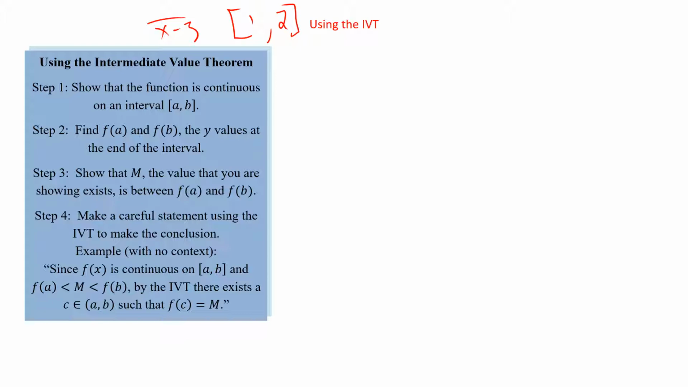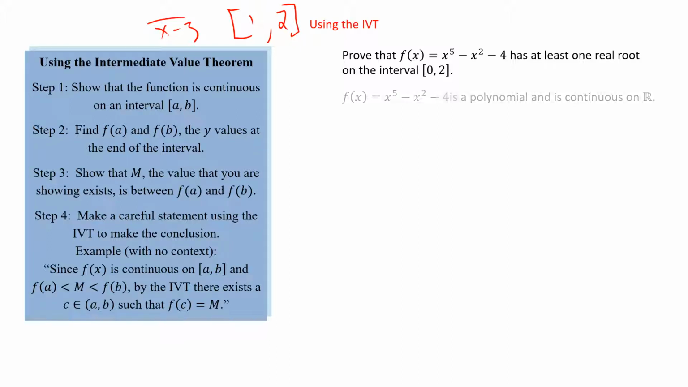So let's look at a problem that uses this. Prove that f of x equals x to the fifth minus x squared minus 4 has at least one real root on the interval 0, 2. So, step 1, show that it's continuous. Well, it's a polynomial, so it's always continuous. I have it's continuous on R, on the real numbers. You don't even need that. You could just say it's continuous, and that implies on the real numbers. So that was showing it was continuous.